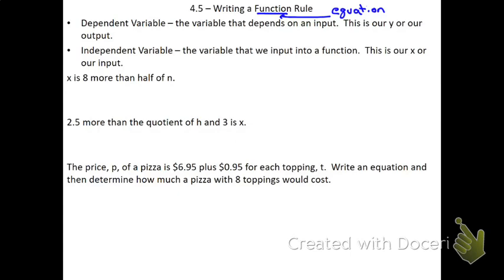There are going to be two types of variables here. We've got a dependent variable. You can underline dependent, underline y, and that is going to be your output. So your dependent variable is your y or your output. Your independent variable, this is your x or your input.